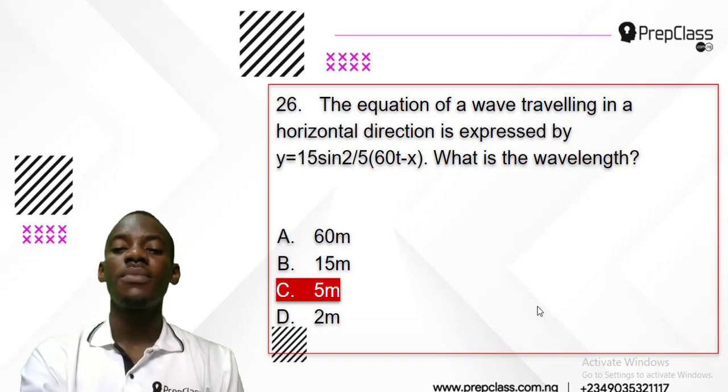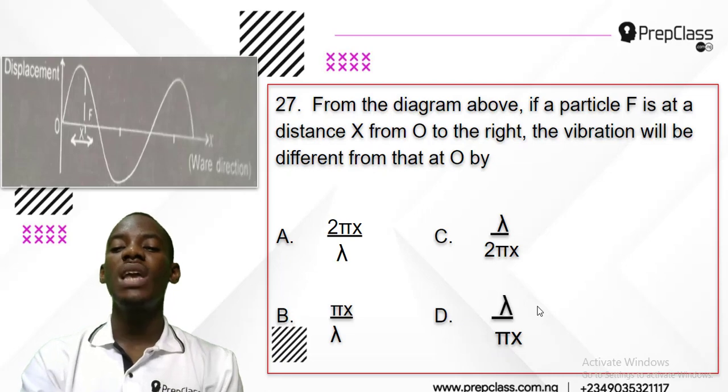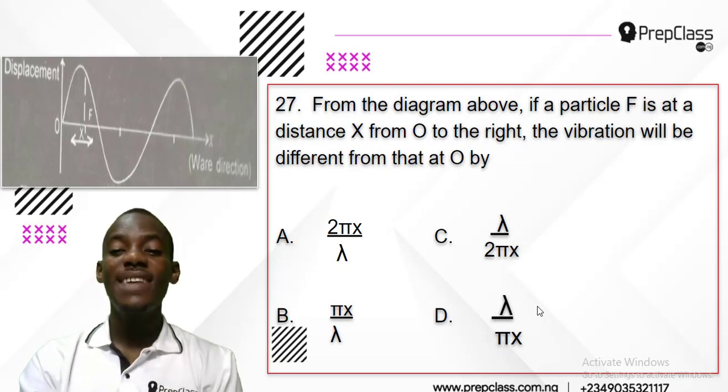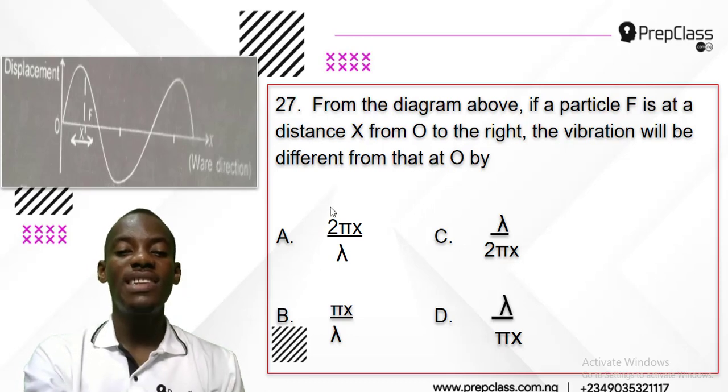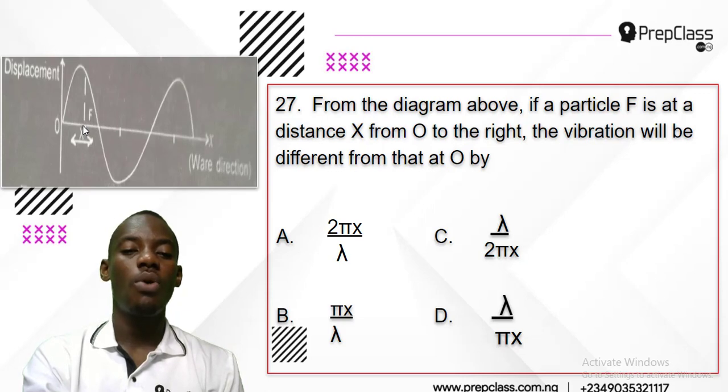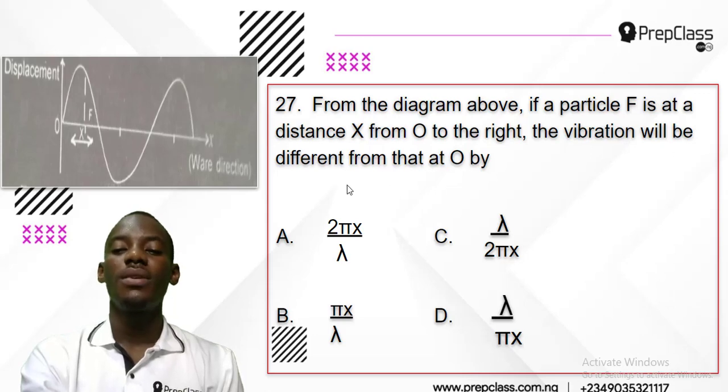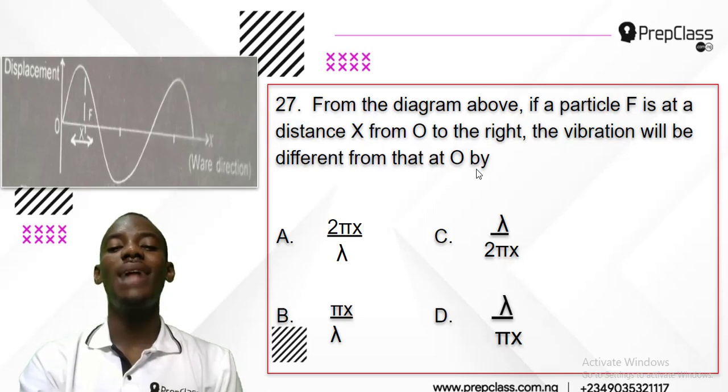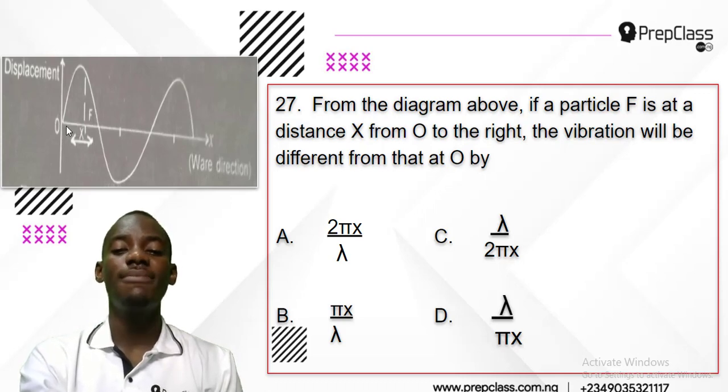And let's check out number 27. Number 27 says, from the graph above, if a particle F is at a distance x from O, the vibration will be different from that at O by what? Now you know that this is horizontal distance, right? You can see all the options here are actually factors taken from the equation of wave.